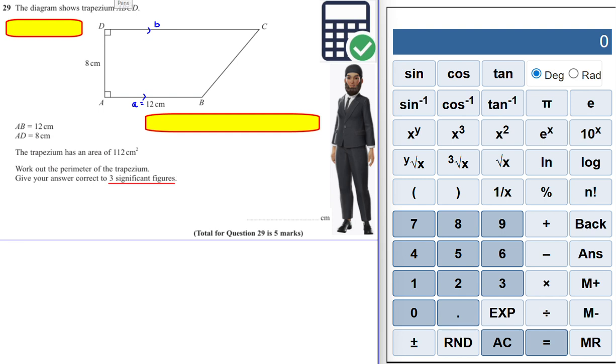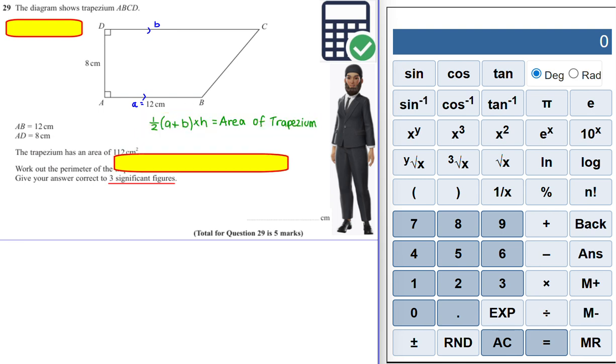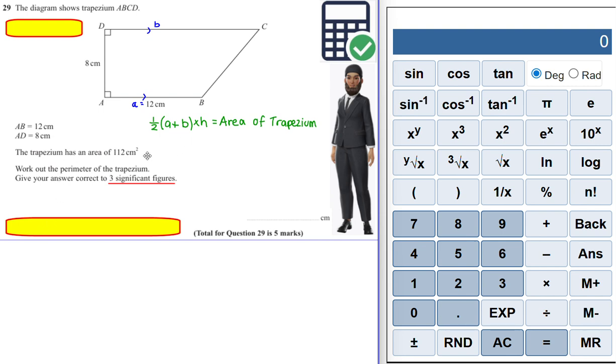Right, so first and foremost, we're going to try to link the area of the trapezium to what information we have. So here's the formula to work out the area of a trapezium. We should have a half, an open bracket, multiply one of the parallel sides, which is going to be 12, plus the other one. We'll call it CD for now, because that's the length CD. Close the brackets, multiply by the perpendicular height, which happens to be 8, which is equal to the area of the trapezium, which happens to be 112.